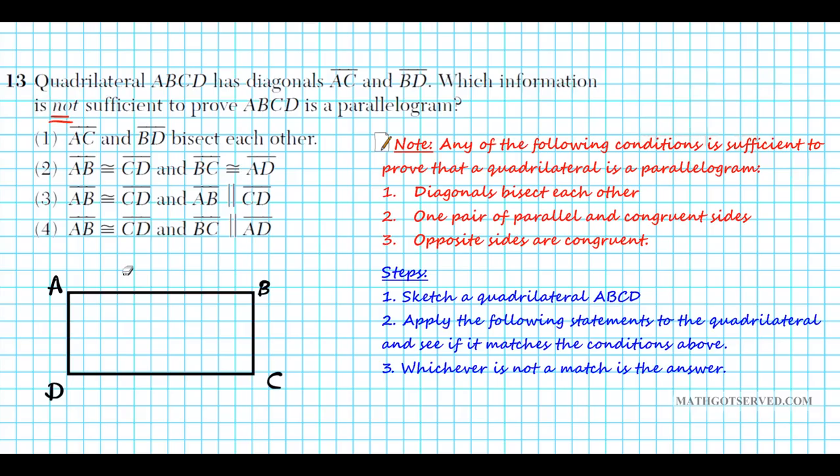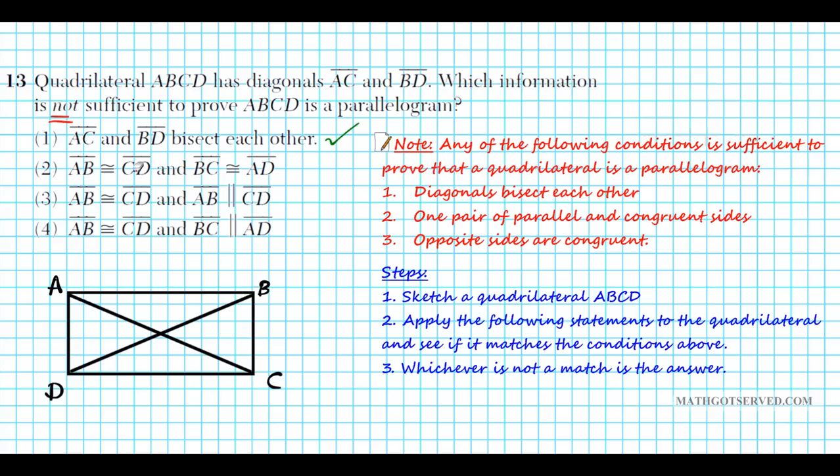So let's sketch in the diagonals. Diagonals are AC and BD. Okay, now, first statement, AC and BD bisect each other. What is that saying? It's just saying that diagonals bisect each other. Is that a condition here? Certainly is. It matches statement 1. This is sufficient to conclude that this is a parallelogram.